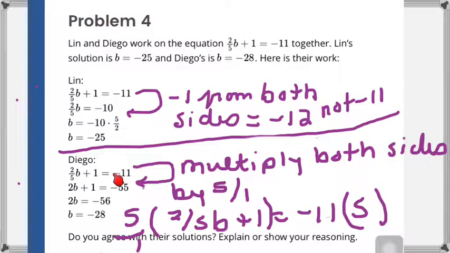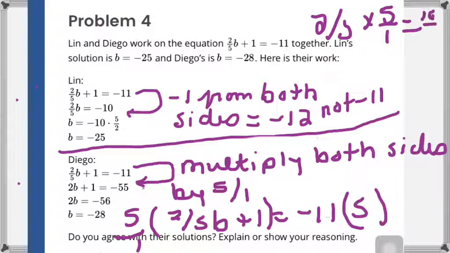And then looking at Diego, what I notice is different from the equation to here is that instead of having a fraction here, he's all of a sudden got a whole number, and the whole number is 2. Well, 2-fifths times 5, and I'm going to show you that up here, 2-fifths times 5 would give you 2. So if you did 2 times 5, you get 10, and if you do 5 times 1, you get 5, and 10 divided by 5 is equal to 2.